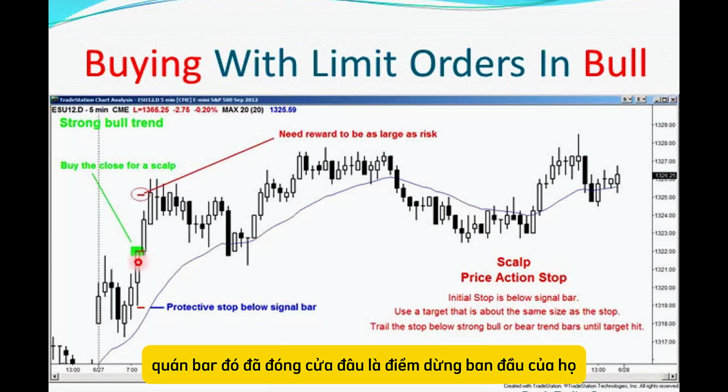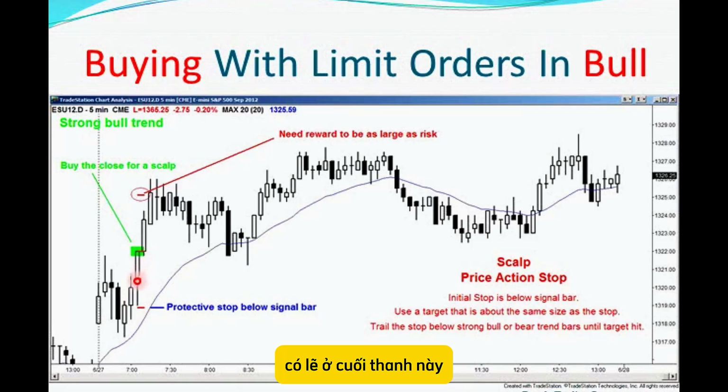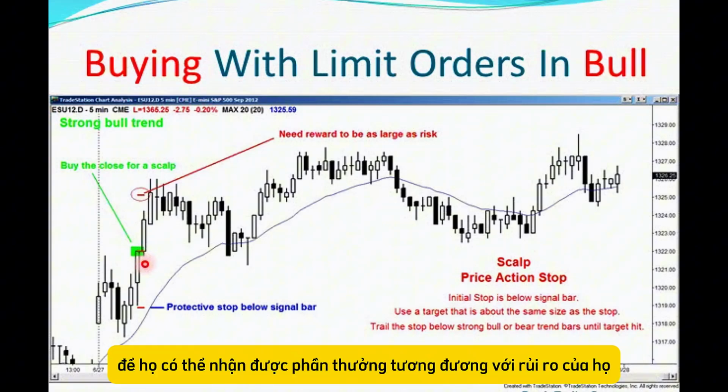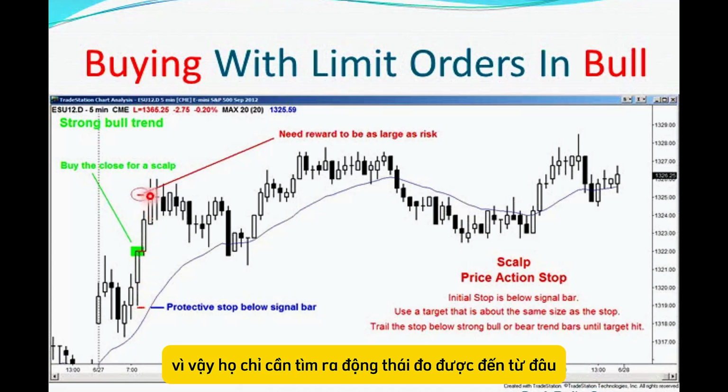Where's their initial stop? Probably at the bottom of this bar, since this is such a strong breakout bar. So now they know their risk. The probability is high, 60%. They feel confident the market's going higher. So they can go for a reward equal to their risk. So they just find out where the measured move is from their protective stop. It's right here. And they'll scalp out part or all of their trade.